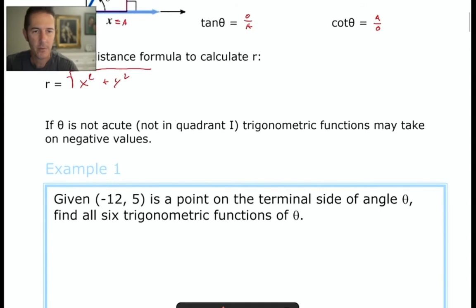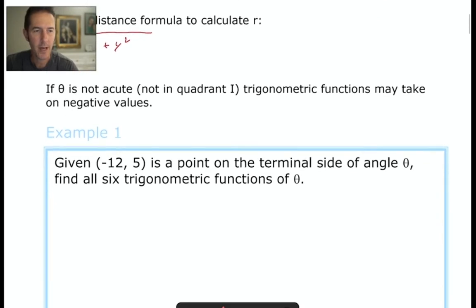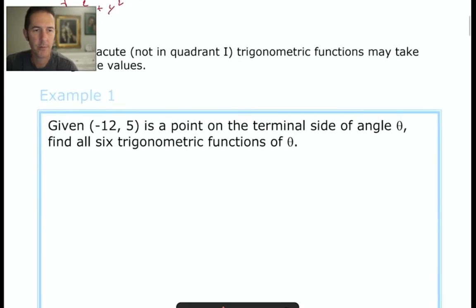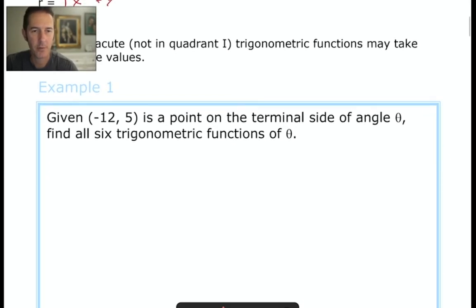If our theta value is not acute, trig functions may take on negative values, and we have seen that already, where we evaluate a trig function and we get a negative answer because the adjacent or opposite side ends up being negative. So here we're going to look at a specific point on the terminal side of an angle theta, and we're going to evaluate all 6 trig functions.